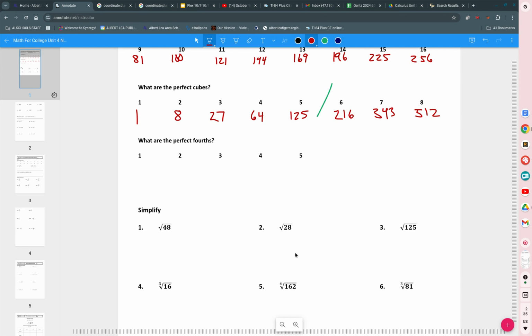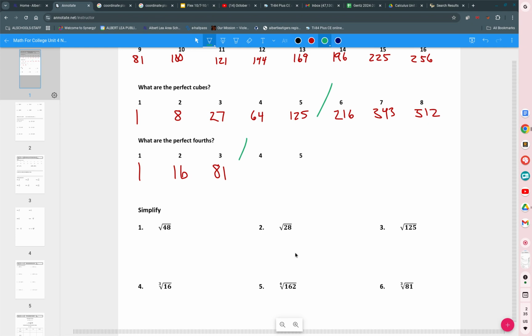Not going to do a lot of the fourths, but we're going to do the basic ones. 1 times 1 times 1 times 1 is 1. 2 times 2 is 4, times 2 is 8, times 2 is 16, so 16 is a perfect fourth. 3 times 3 is 9, times 3 is 27, and times 3 more is 81. So 81 is a perfect fourth. And I really think if you remember up to that, you're probably pretty good.